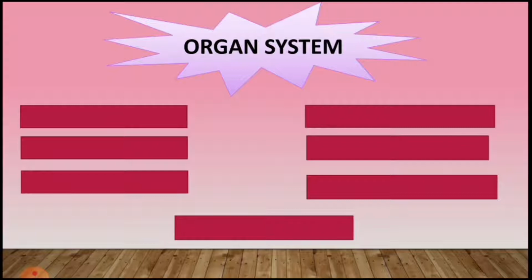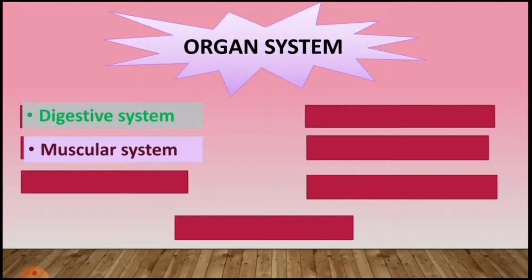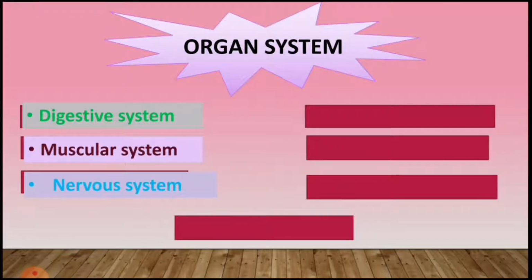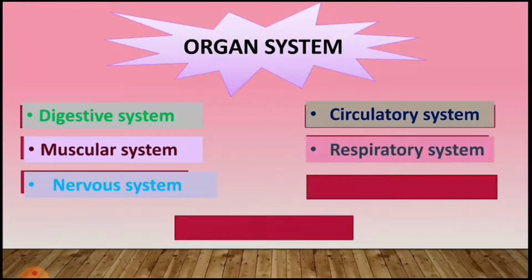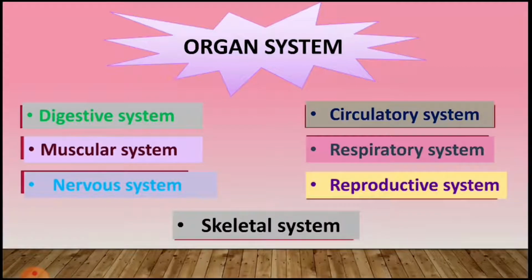Our body is made up of many organ systems like digestive system, which helps in the digestion of food, muscular system, it keeps our muscles strong and gives us strength, nervous system, it controls the working of the internal organs, our movements and even our thoughts and emotions. Similarly, circulatory system, respiratory system, reproductive system perform their own special functions. And skeletal system. We will study about this system in detail.